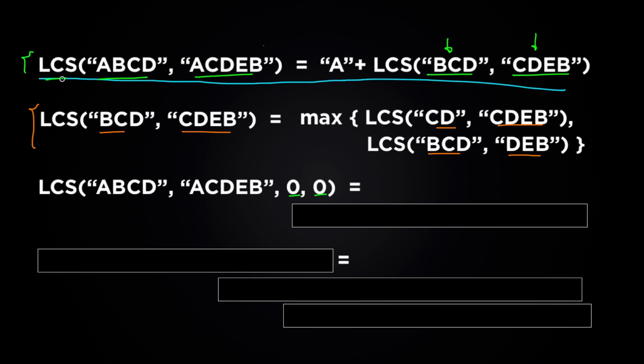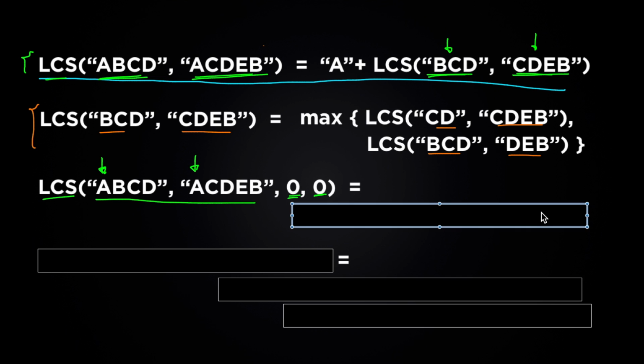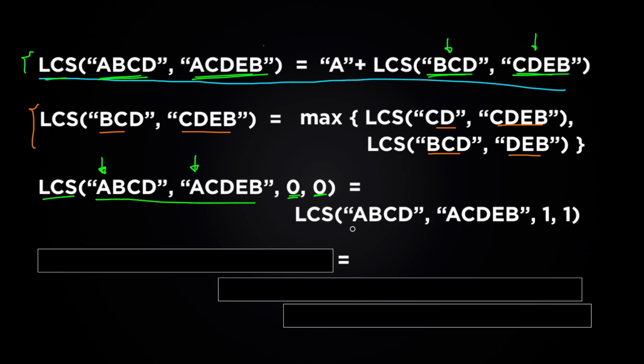So instead of saying LCS of ABCD and ACDEB, we'll say LCS of these two strings and then 0, 0. And that's going to mean we're examining this letter right here, which has the index 0, and this letter right here, whose index is also 0. And then when we call this function recursively, instead of generating new strings, we're just going to change the indices. So we'll say LCS of ABCD, ACDEB, and then 1, 1, because now we're examining these two letters, B and then C right here, whose index is both 1.